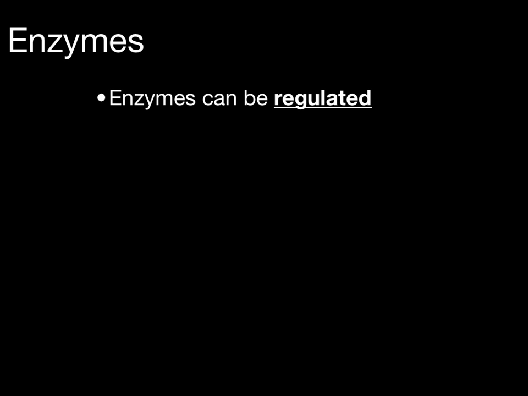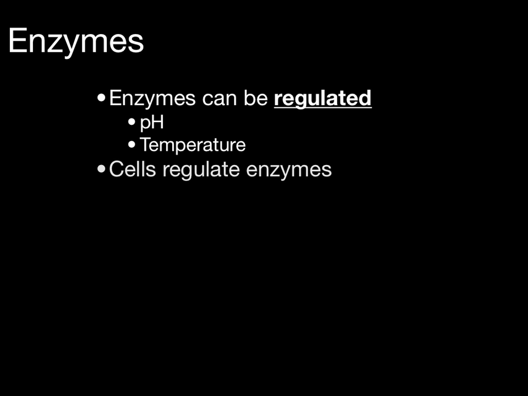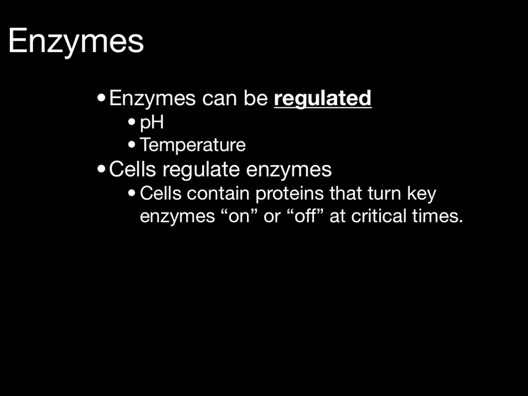Now, if we just had enzymes going around speeding up reactions by factors of 10 million, things would be crazy. Our bodies wouldn't be able to function. But enzymes can be regulated. Things that affect enzymes include things like pH and temperature. Now, what regulates these enzymes? The cells do. Your cells contain proteins that can turn key enzymes on or off at critical moments in their life.